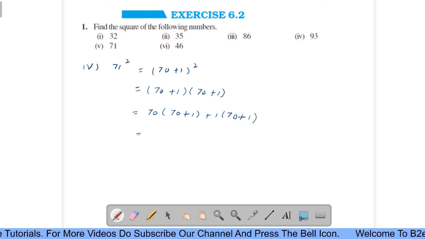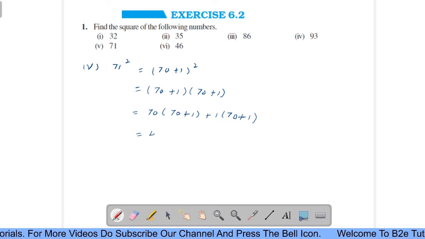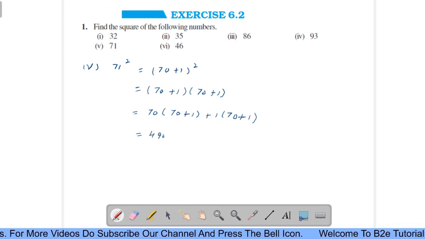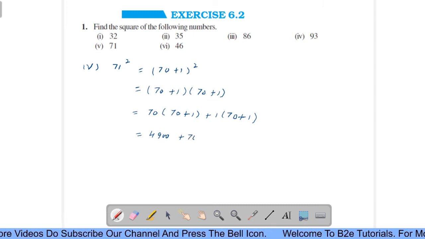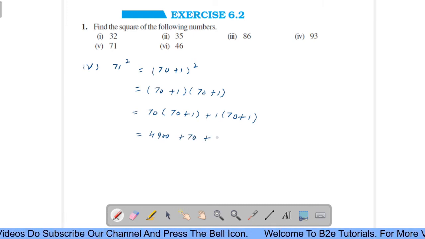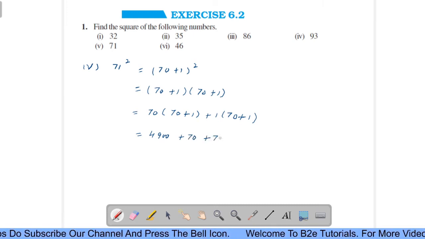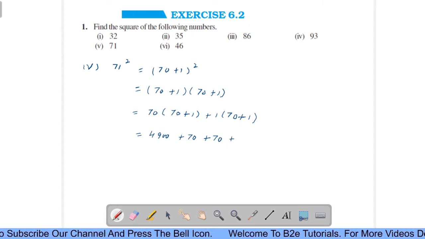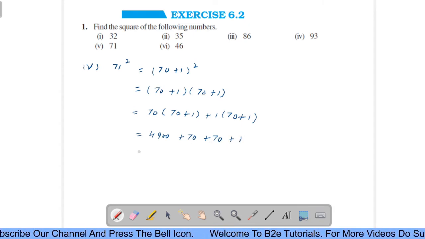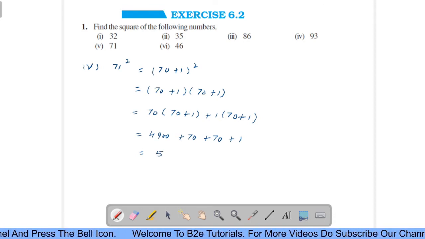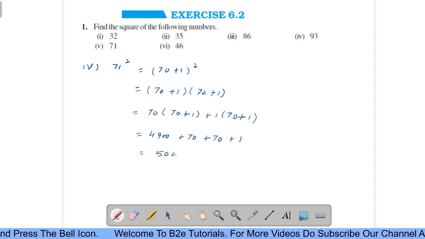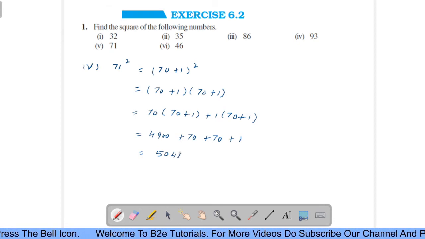Now open the bracket. 70 into 70, it is 4900, plus 70 into 1, it is 70, plus 1 into 70, it is 70, plus 1. Now add it. It is 5041. This is your answer.